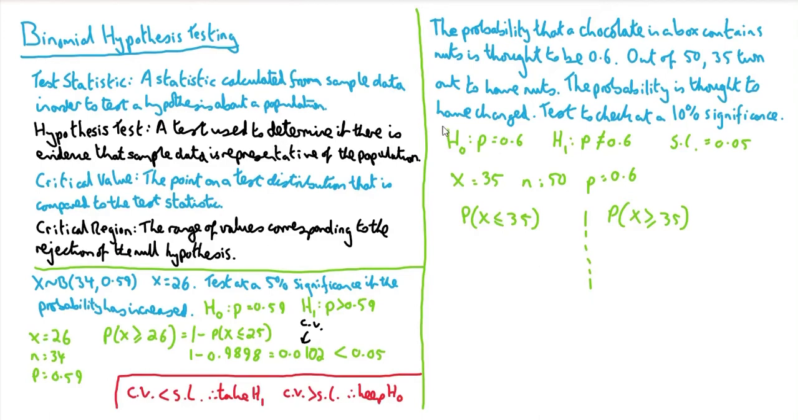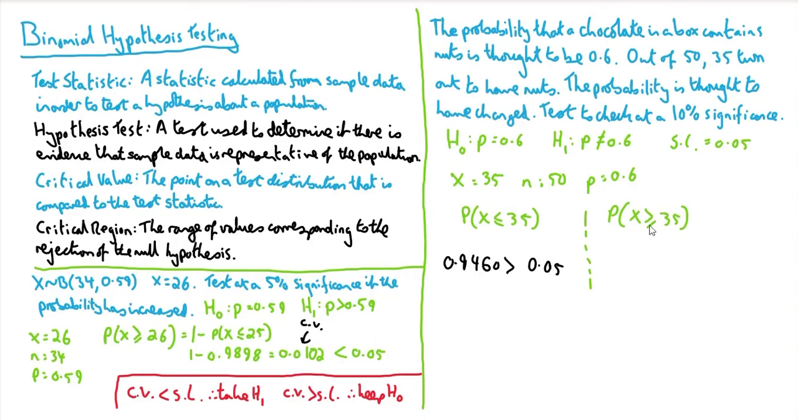So in the first instance, where we had our x being less than or equal to 35, that's just a simple matter of putting 35, 50 and 0.6 into the binomial CD section of your calculator, and that should get you 0.9460. This is very much greater than the 0.05, therefore we won't be taking that as any kind of evidence of the alternate hypothesis.